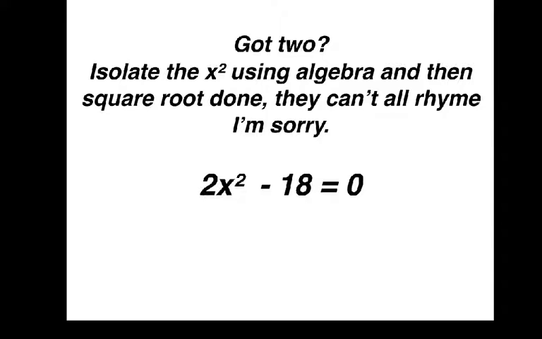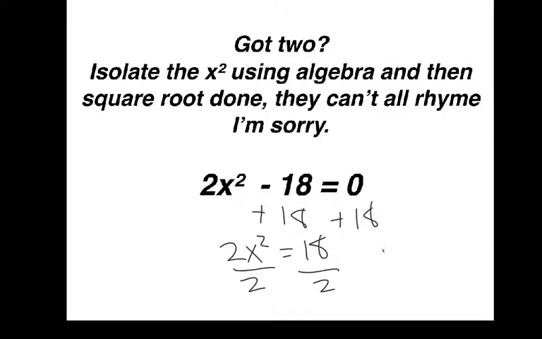So in this one, I'm going to use normal old algebra, but I need to isolate my x squared. Therefore, I'm going to add 18 to both sides. I end up with 2x squared equals 18. I'm going to divide by 2 because, again, I want x squared all by itself. I end up with x squared equals 9, and there, we did it. We're back to just 1, square root done, and I end up with x equals plus or minus 3. Boom!